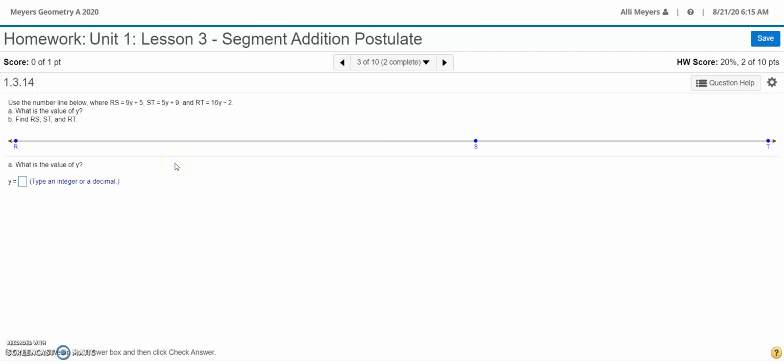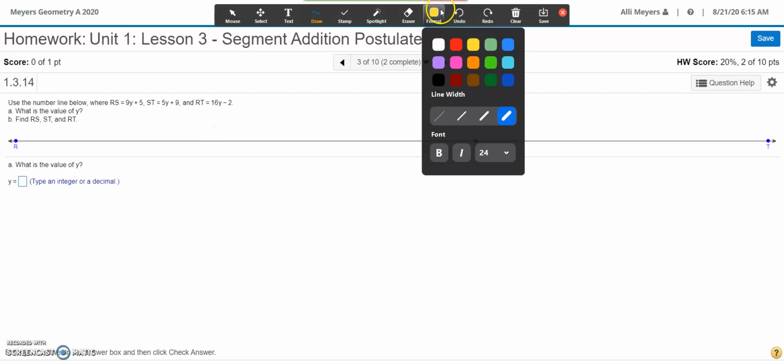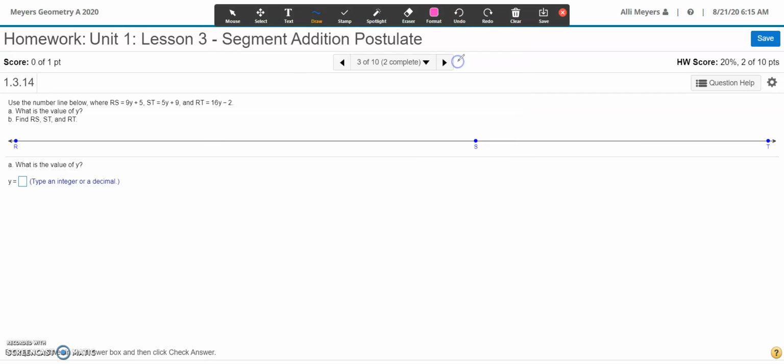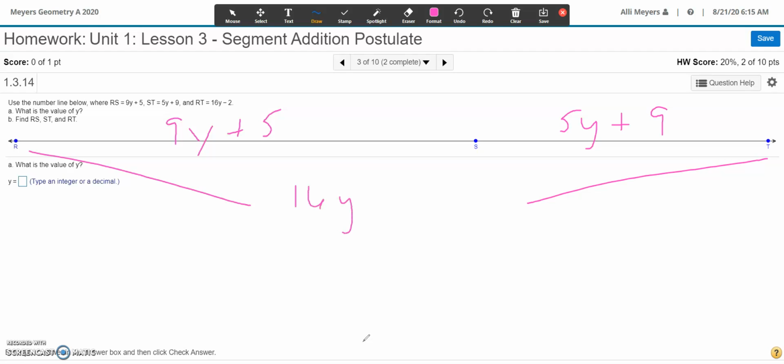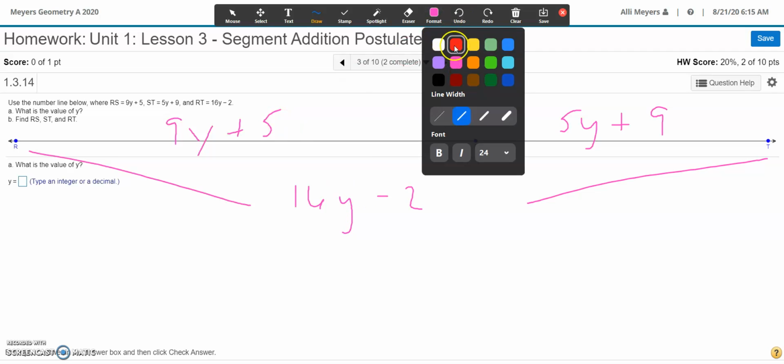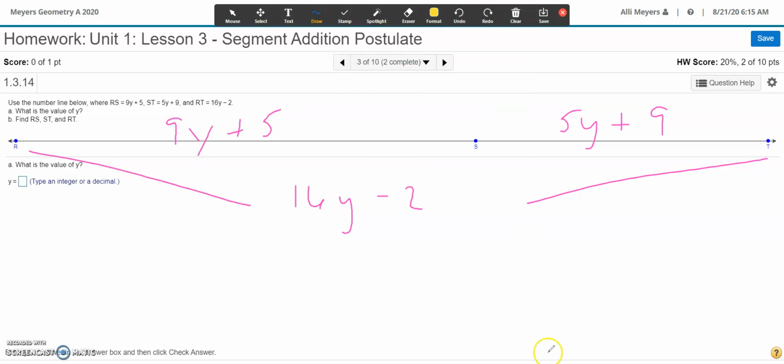All right, number 3 says use a number line, and again, they're giving me some information about how long different parts are. So I'm going to label that on the picture. RS is 9y plus 5. ST is 5y plus 9, and then the entire thing from R to T is 16y minus 2. Okay, segment addition postulate says part plus part equals the whole thing. So I'm going to add the two parts together, that and that.